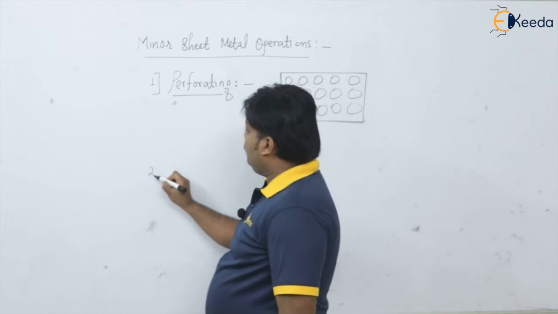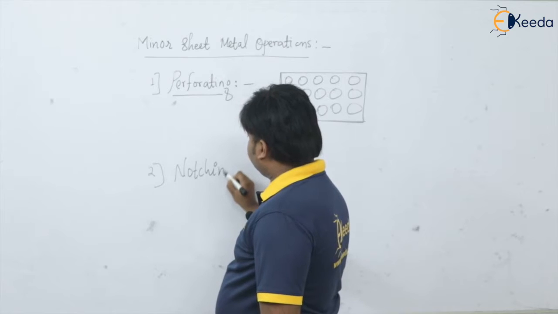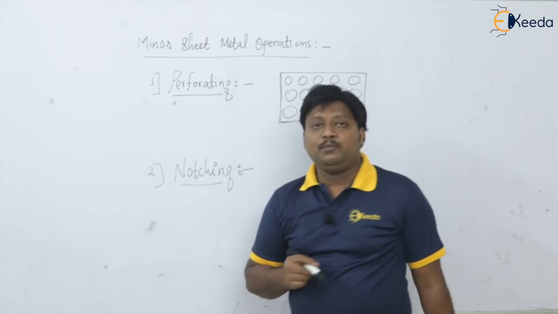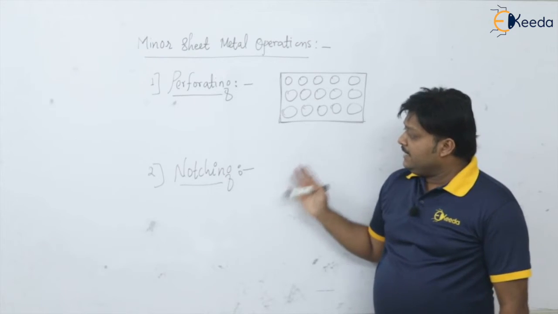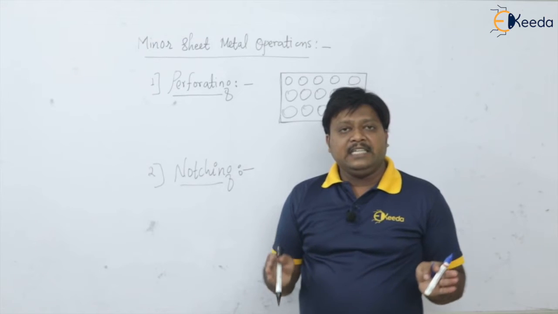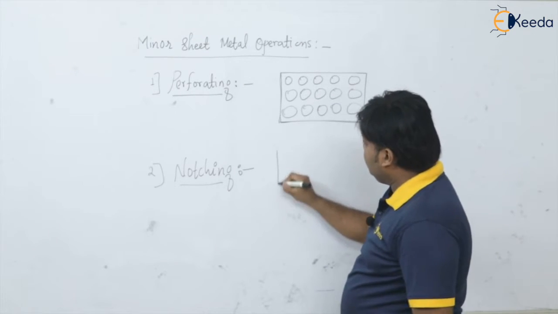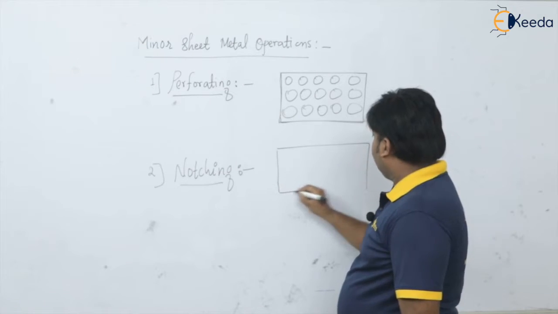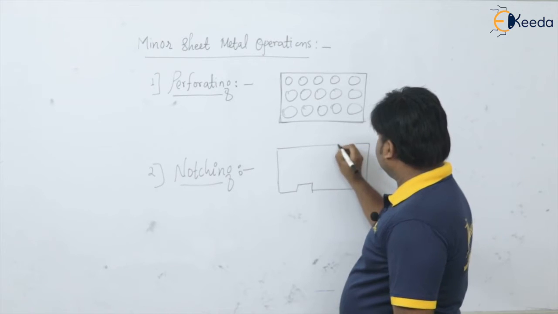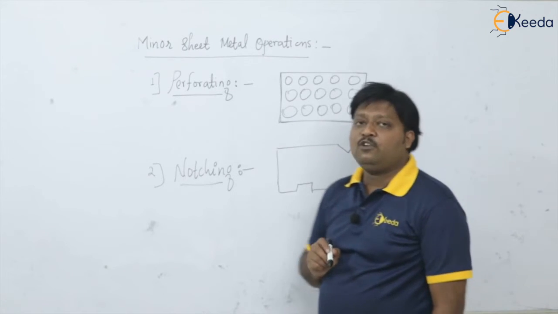Next, the notching operation. So what is the notching operation? It is again a sheet metal operation in which a piece of material is removed from the edges of the given sheet. Suppose the sheet is given to you like this, and you are going to remove the material from the edges like this, like this. So this is known as the notching operation.